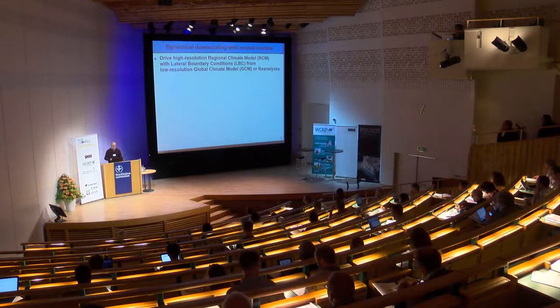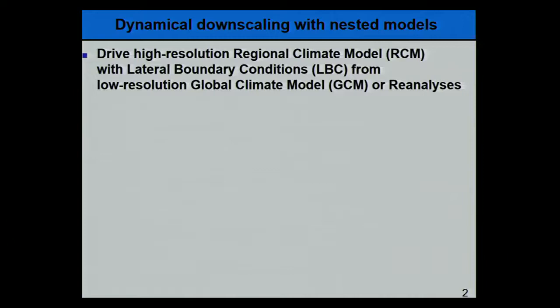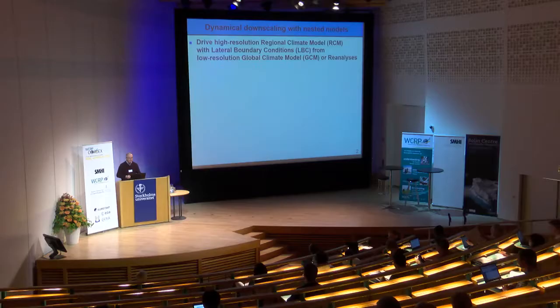So that people who are not specialists in regional modeling know what we're talking about, this is termed in the field dynamical downscaling. The idea is that we use a very high resolution regional climate model. Regional means that it's not global, but otherwise its formulation is fairly similar to a global model. And because it's regional, we need to drive it at the lateral boundaries with data that comes either from a low resolution global model or from reanalysis, depending on what we want to do with it.